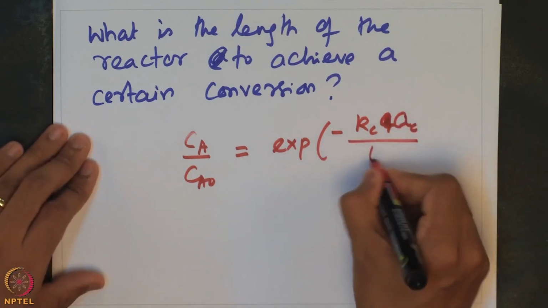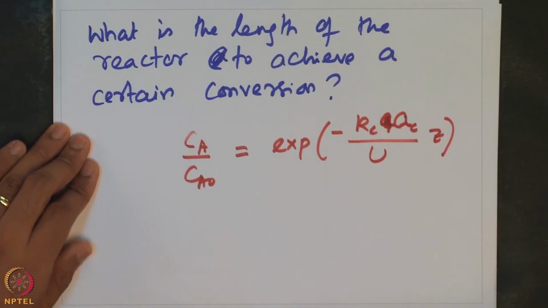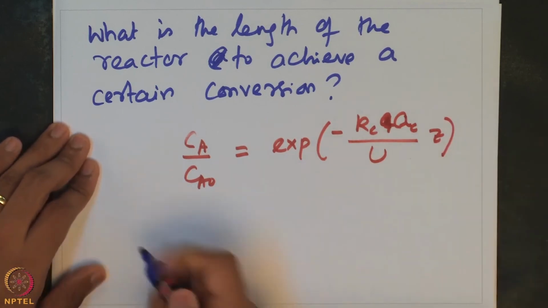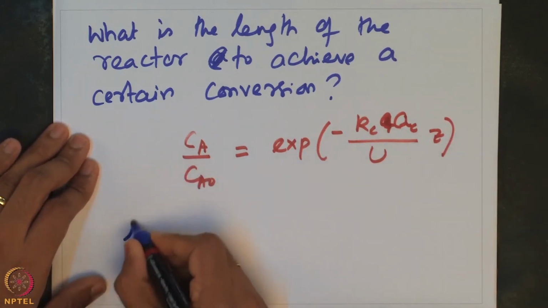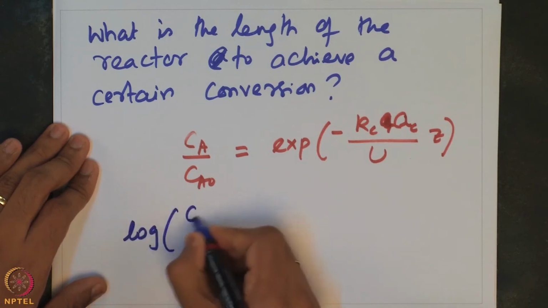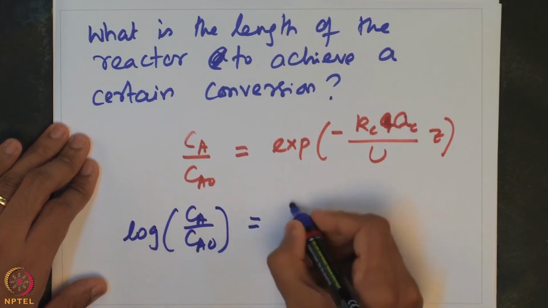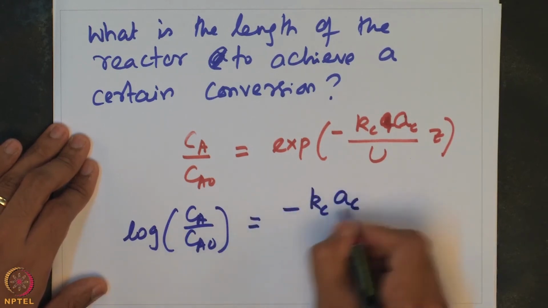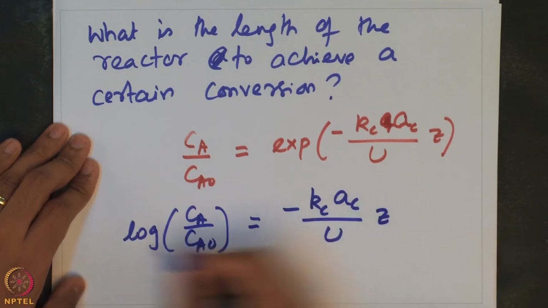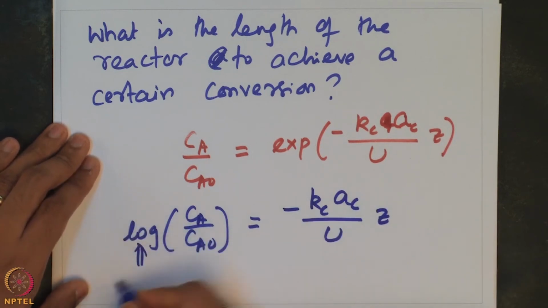Ac divided by U into Z. So, I can rewrite this expression a little bit. I can take log on both sides. So, I can say the natural logarithm of Ca by C naught is essentially equal to Kc Ac by U into Z. This is the natural logarithm.